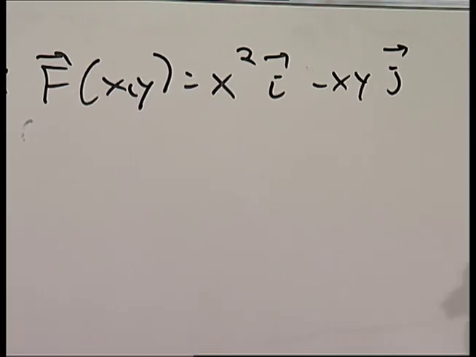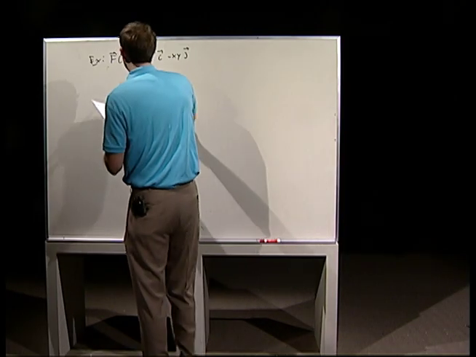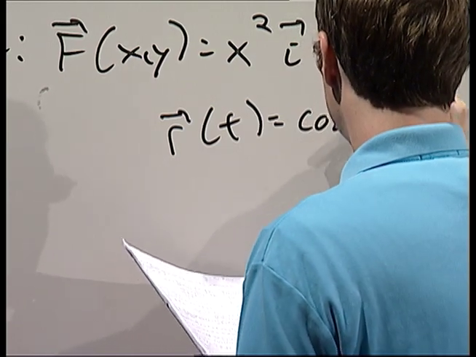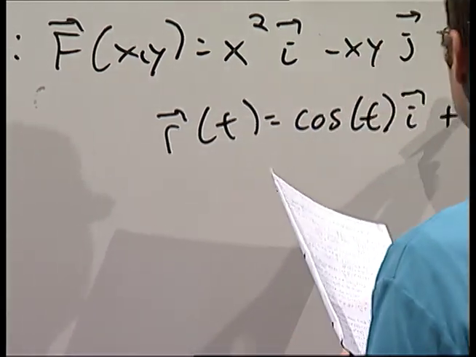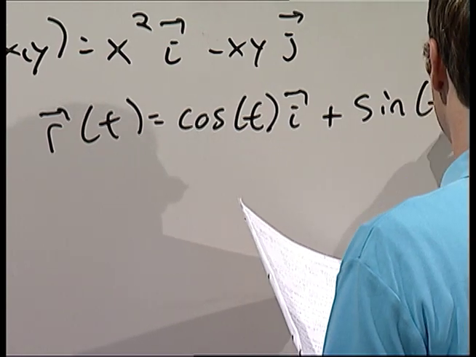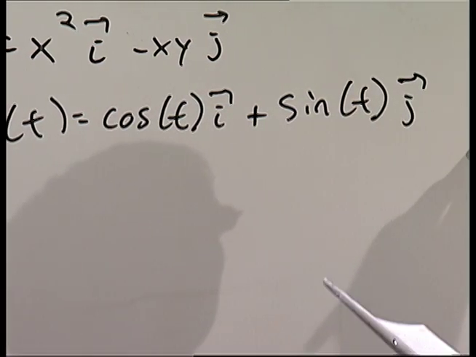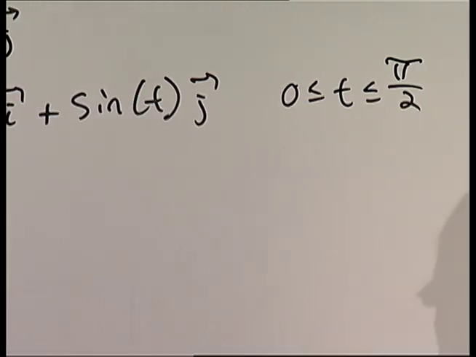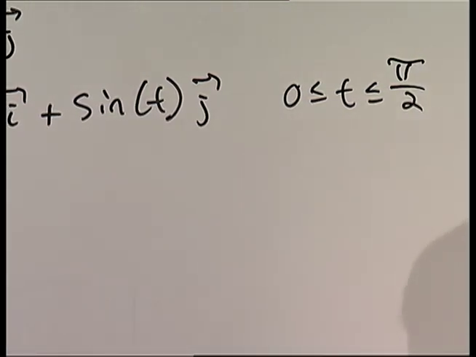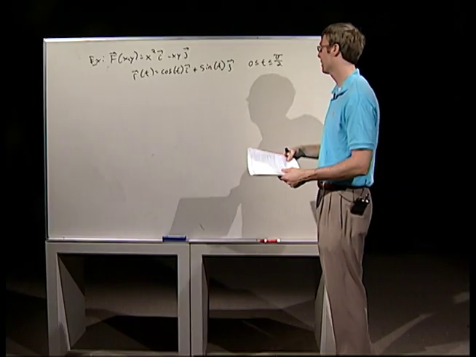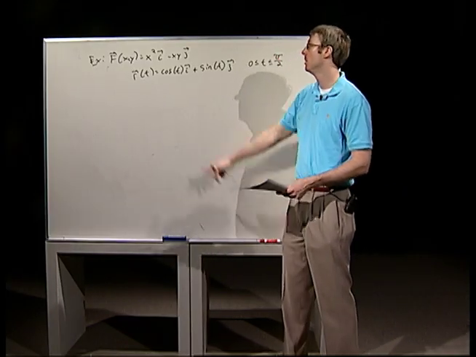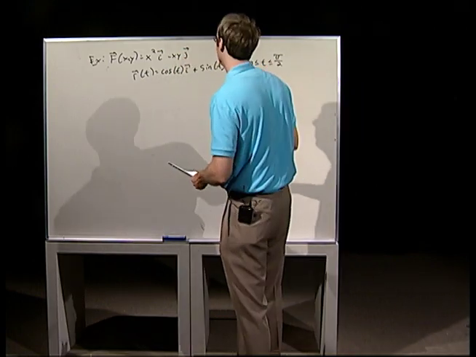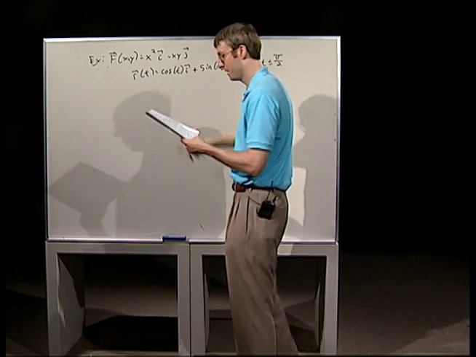That's a force field. Okay, suppose we have a particle moving along the following path. This is a quarter circle, so say cosine t i plus sine t j, right? And we'll cut it to be the first quadrant, so t from 0 to pi over 2. So in other words, my question is, how much work is done moving a particle along this path through this force field?